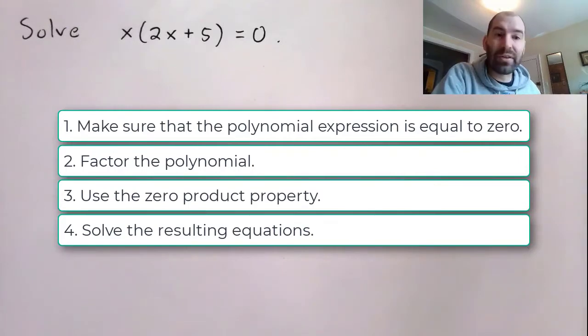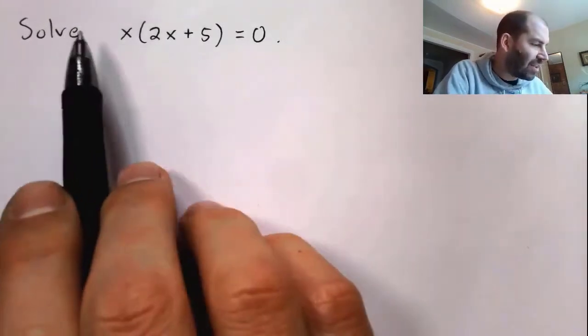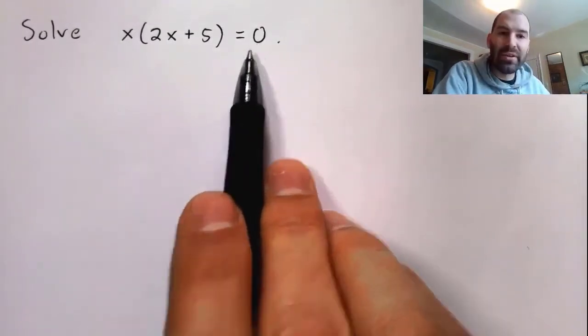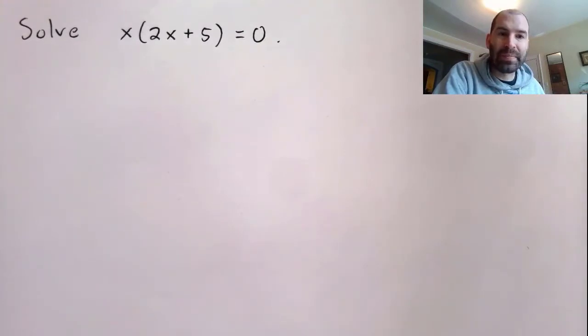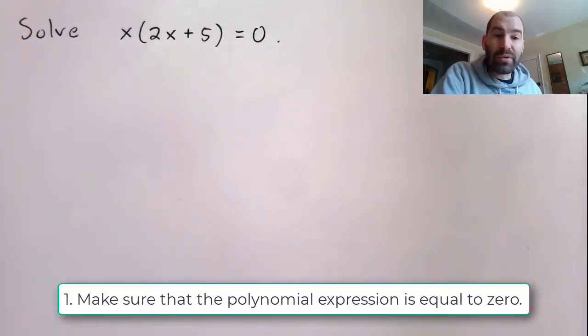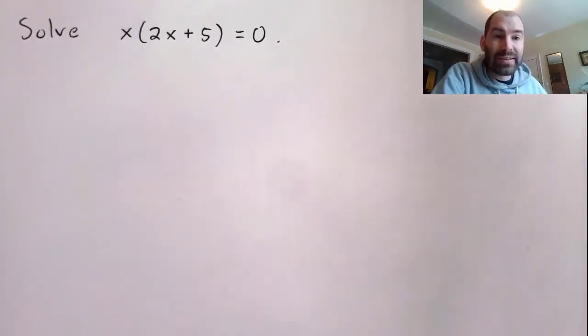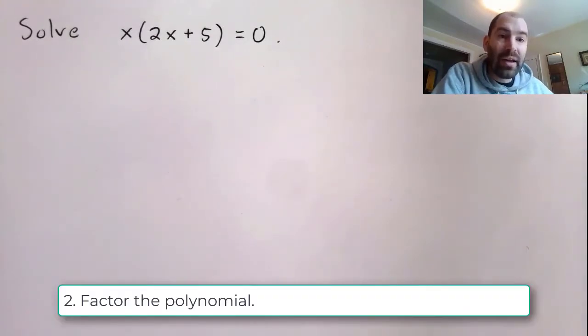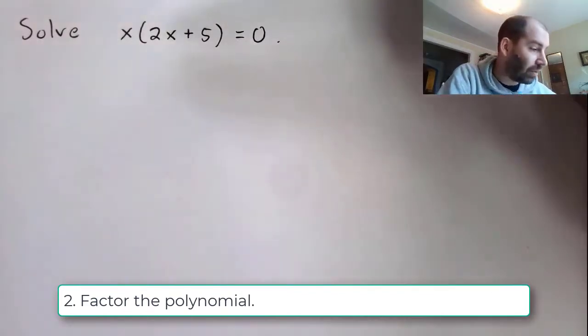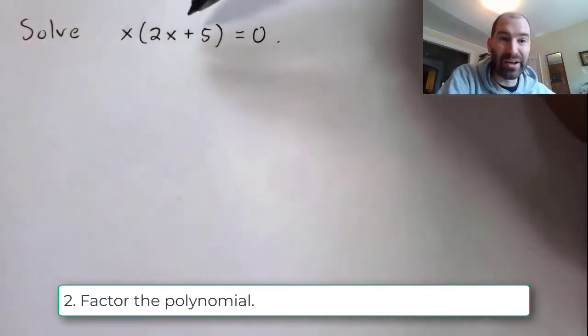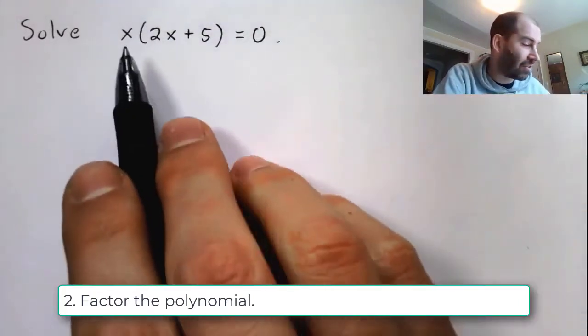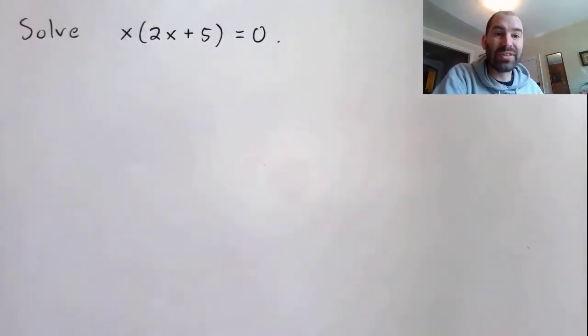So let's take a look at this first one. Here we're asked to solve this polynomial equation. Okay, so we want to make sure first that one side of the equal sign is a 0. Well, we've got that, so that's already done for us. Secondly, we want to make sure that we've factored our polynomial, so we actually have a product on the other side of the equal sign. Well, that's also already done here. This problem's already taken care of that. This is already factored. So we go to step 3.